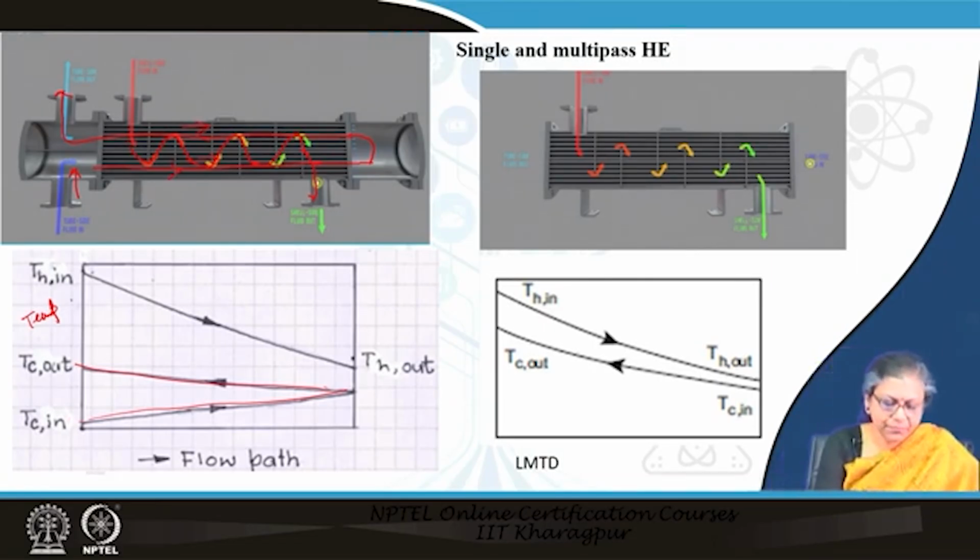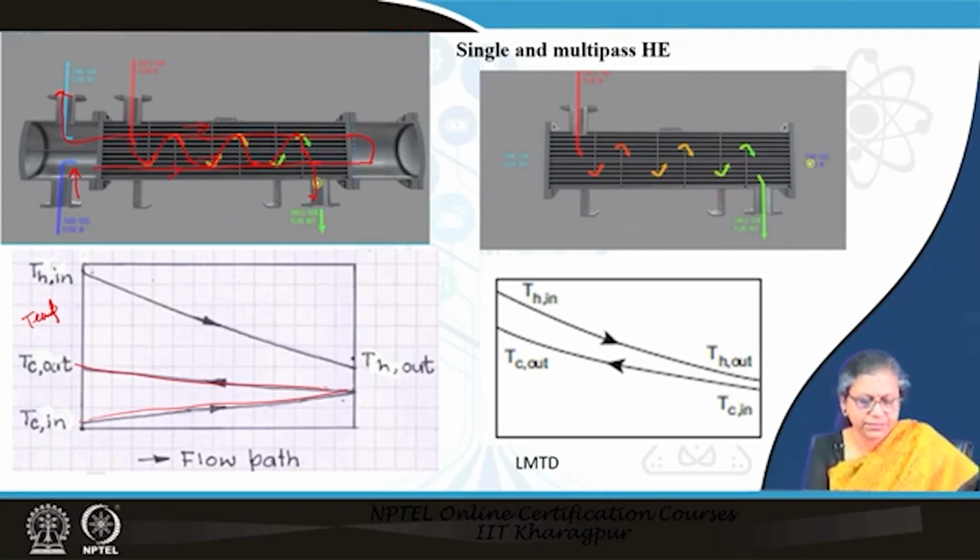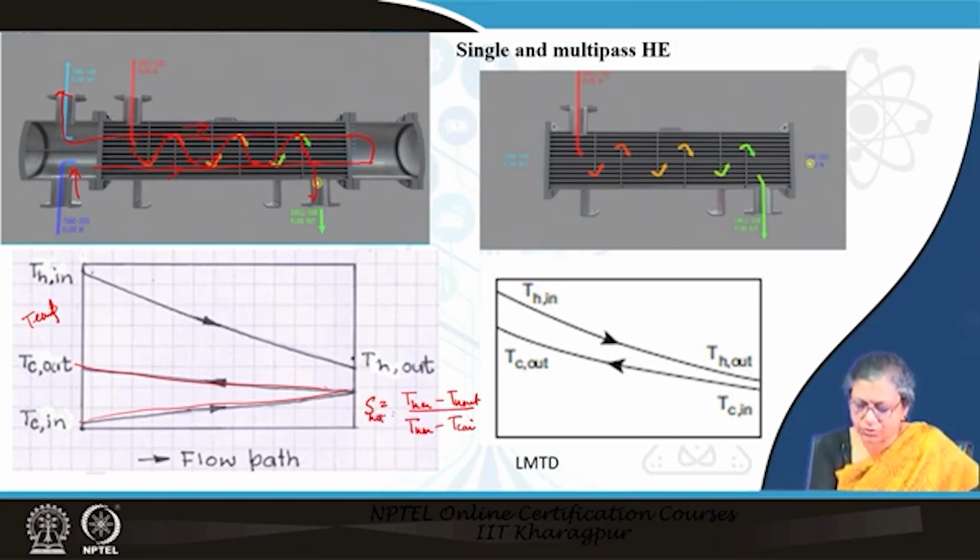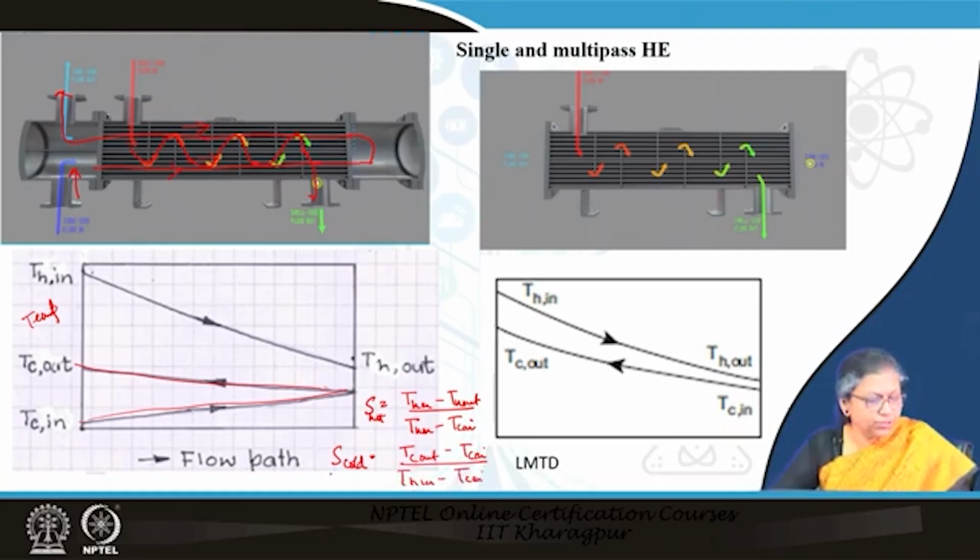So it is Th,in minus Tc,in, and when we are deriving it, say for the hot fluid, then in that case S becomes what? S becomes Th,in minus Th,out by Th,in minus Tc,in. When we are defining, say this is S hot. When we are defining it for the cold fluid, then in that case what does it become? Tc,out minus Tc,in divided by Th,in minus Tc,in. So therefore the S is different for the hot fluid and the cold fluid.